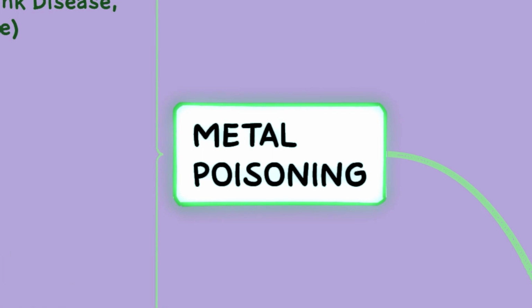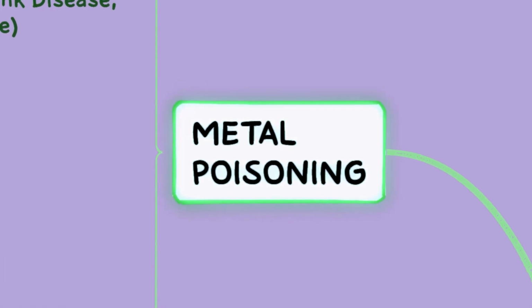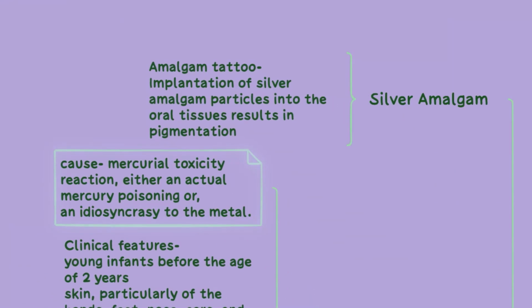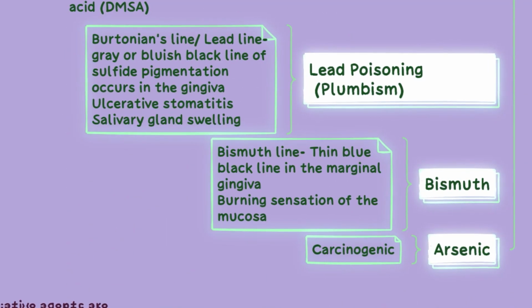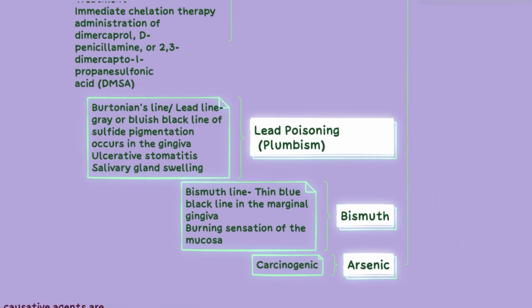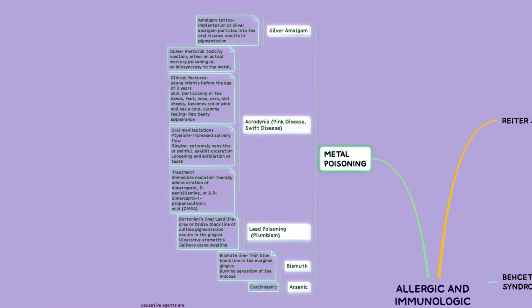There are various metals that can be ingested and can cause toxicity reactions, such as mercurial toxicity and lead, bismuth, and arsenic poisoning. You can note down points about each one of these in detail from this section of our mind map.